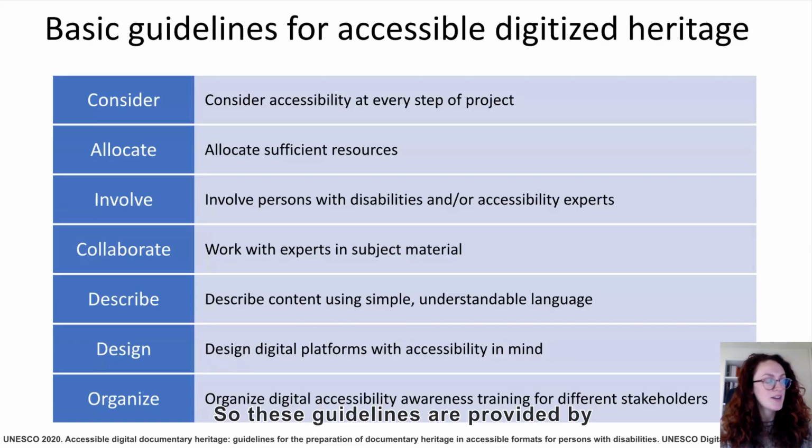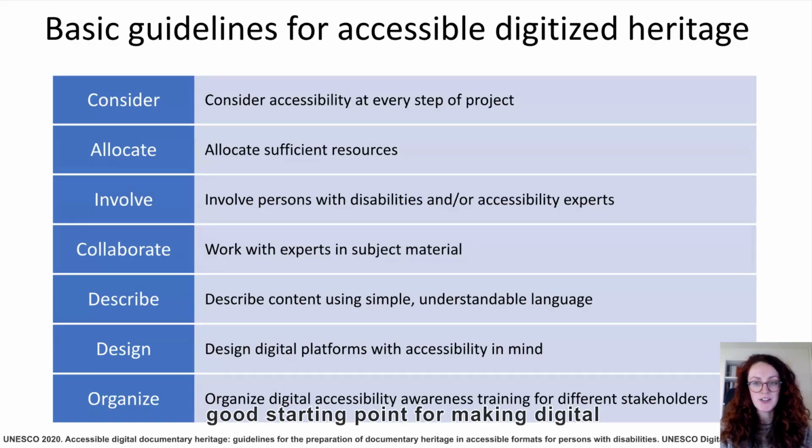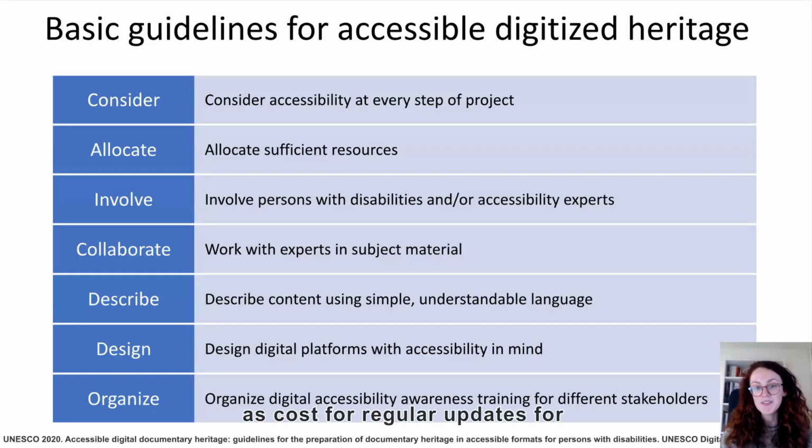These guidelines are provided by UNESCO, and although they're not specifically for 3D images, they are a good starting point for making digital heritage more accessible. First, we should be considering accessibility at every step of a project, but particularly before it begins. This makes projects more efficient and less costly than having to fix issues post hoc. We should be allocating sufficient resources. Resources should be incorporated into the budget, as well as the cost for regular updates for existing projects.